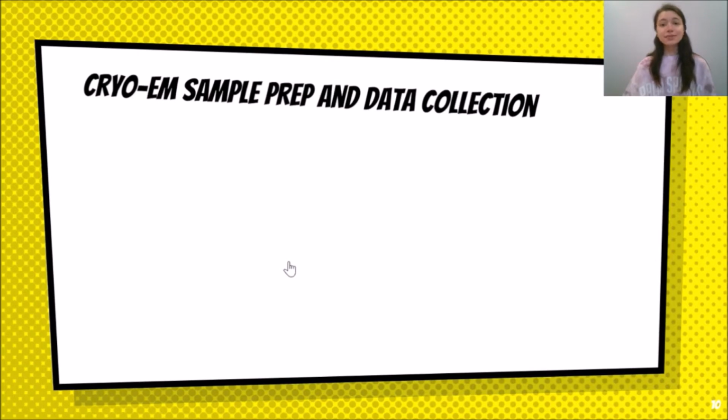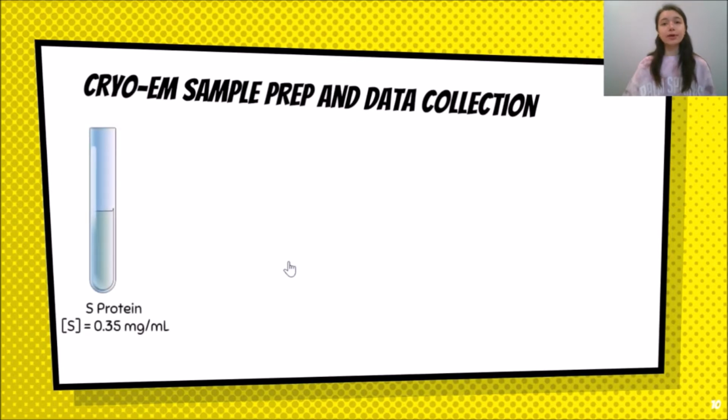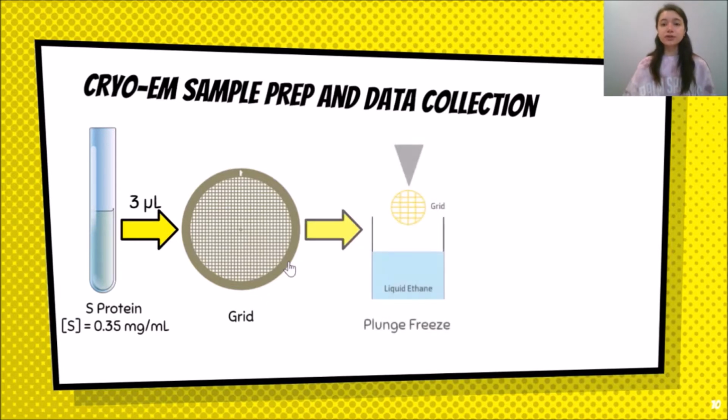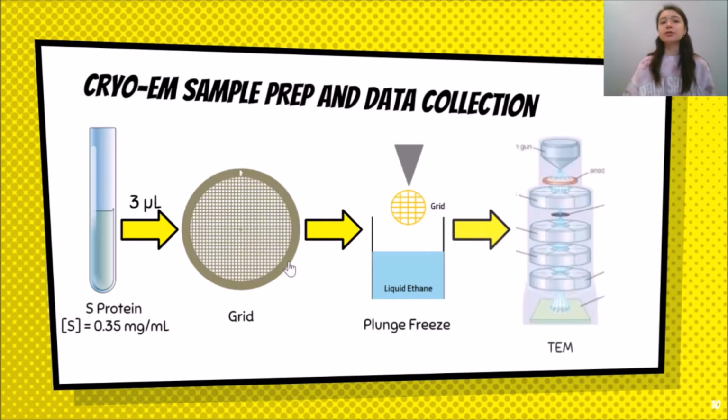So the next steps in the experiment were sample prep and data collection of the purified protein. The purified S protein was diluted to a concentration of 0.35 milligrams per ml before depositing a 3 microliter aliquot of it onto cryo-electron microscopy grids. After blotting away any of that excess protein, the grids were plunge frozen and imaged in a transmission electron microscope.